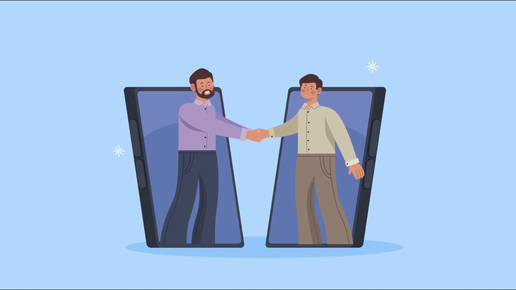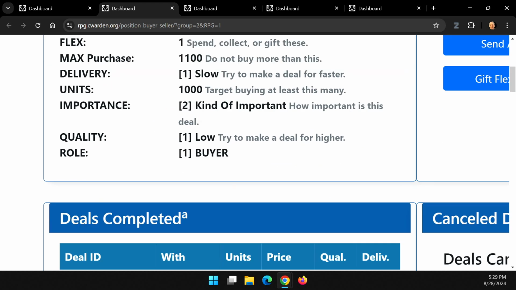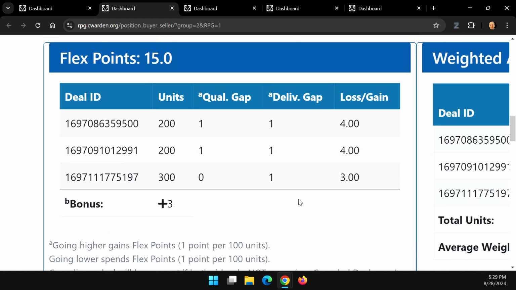Let's take a look at this example here. So here the units that we need to target selling is 1,000. So 10% of 1,000 is 100. So if you make a deal that is equal to or larger than 100, then that counts as a separate relationship if it's a different group. If it's 99, then no, that won't count. Okay, let's look at this example here.